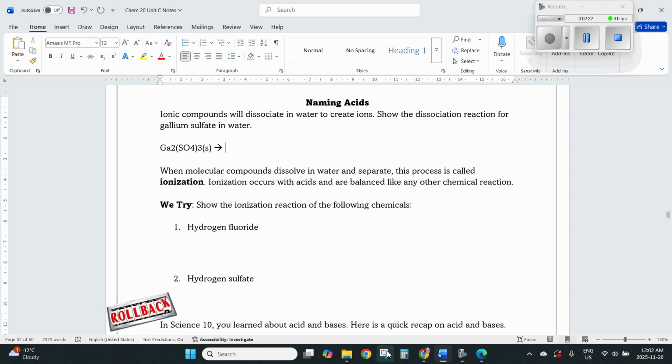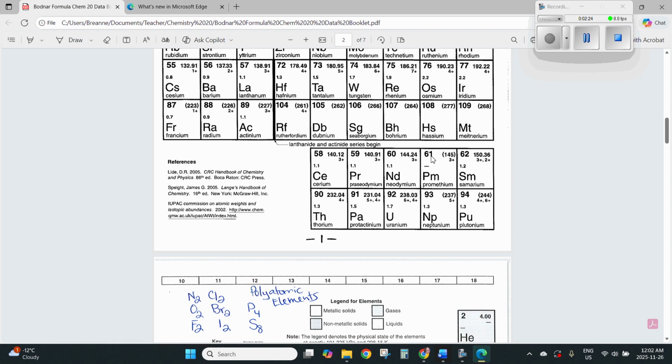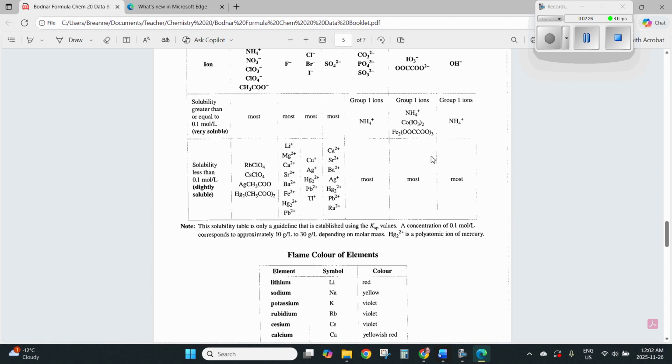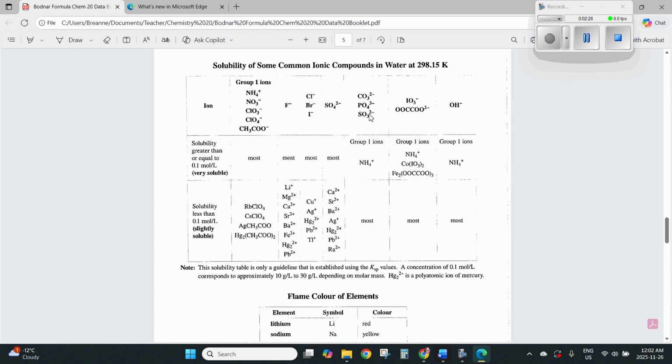Now you have to determine whether or not it is soluble in water. Now hopefully I picked one that was soluble in water, so you find your SO4, which is right here. Determine if gallium is soluble with it. It is not found down here, so therefore it's mostly soluble, and that means it's soluble.